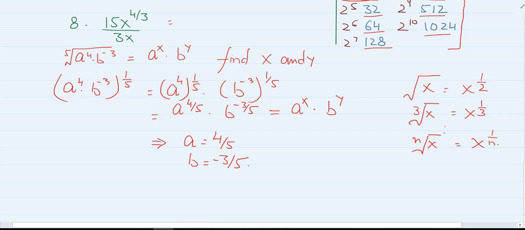That's all for today in the rules of indices. I hope you have got the idea how to solve the questions. It's easy.